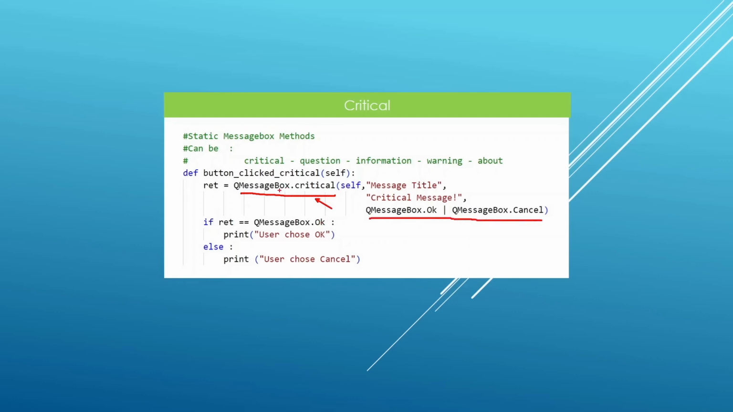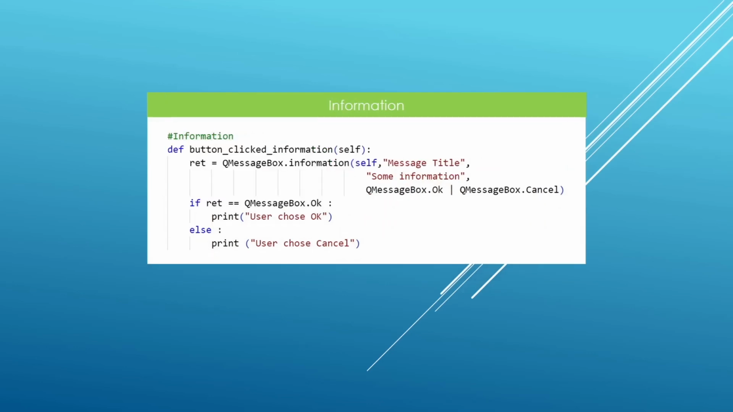Once this thing shows up and the user chooses either of these buttons, you will know through this return variable that we are setting up here. And we will do the usual check to know whether the user pressed OK or Cancel. So this is one kind. We can also have information message boxes, and you can really see that what is changing here is the method you call. If you call the information method, you will get an information message box.